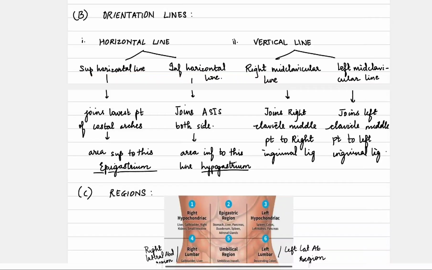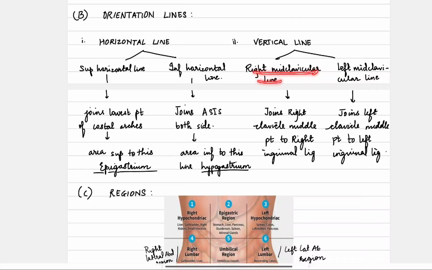Now this superior horizontal line joins the lowest point of the costal arch, and the area superior to this is called the epigastrium. The inferior horizontal line joins the anterior superior iliac spine on both sides, and the area inferior to the line is called the hypogastrium.